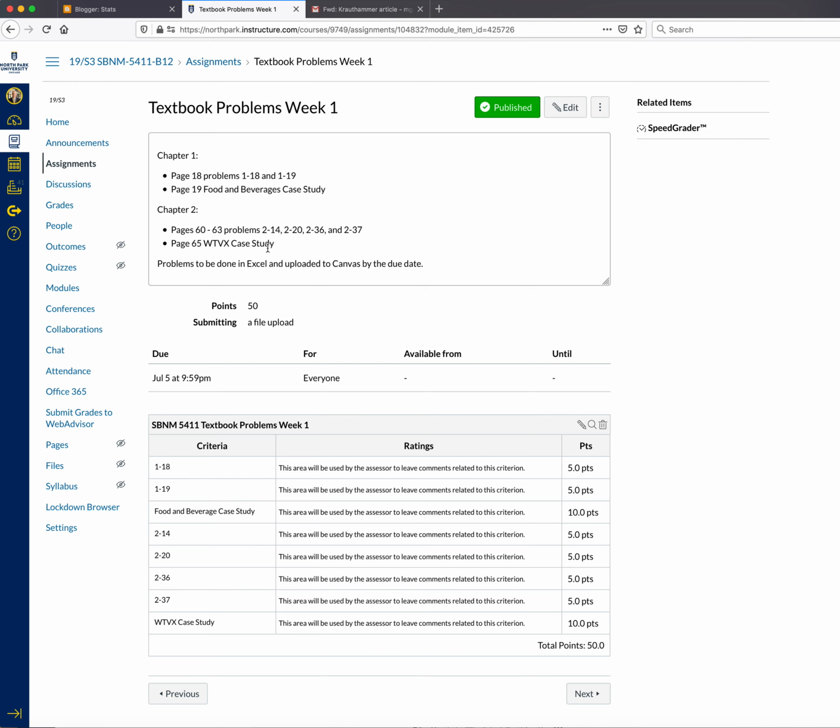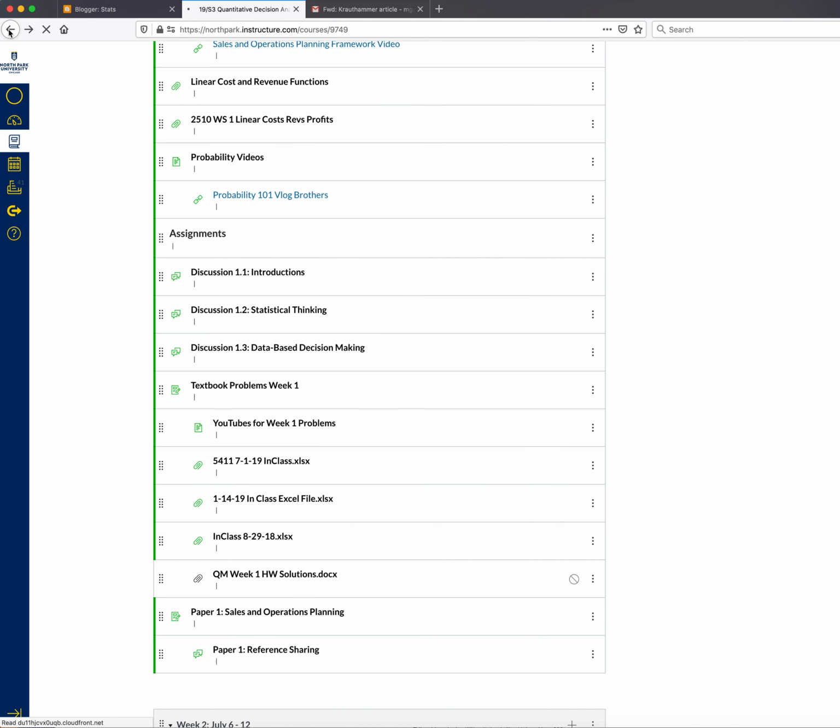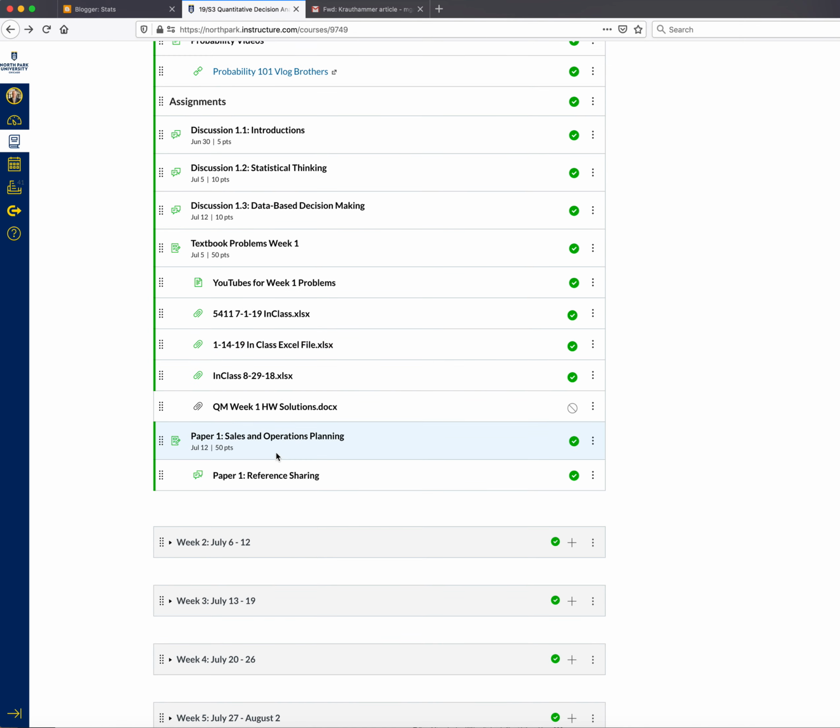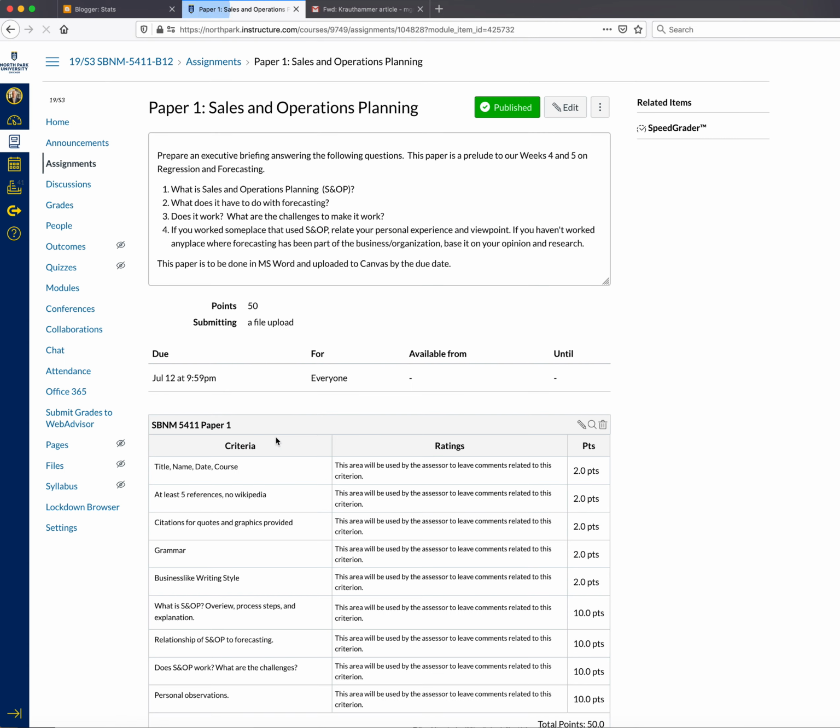There's a rubric for all homework, which makes it easy for me to grade and comment on it. And those are due Sunday of every week. Papers, I give you 2 weeks to do. The paper we have is on sales and operations planning. Prepare an executive briefing, answering the following questions. The paper is a prelude to our weeks 4 and 5 topics of regression and forecasting.